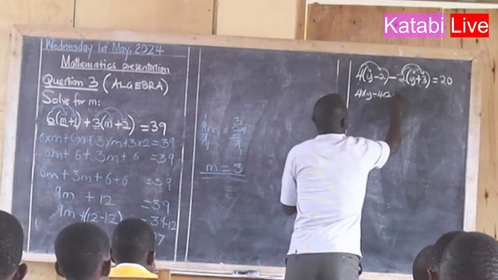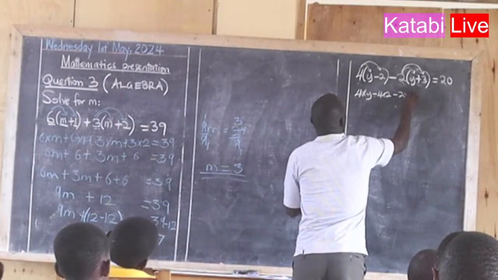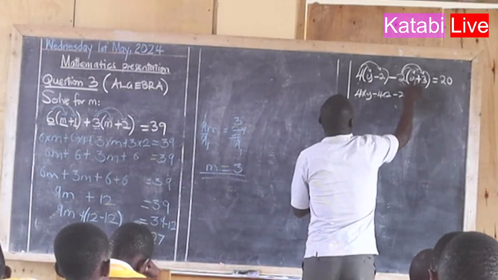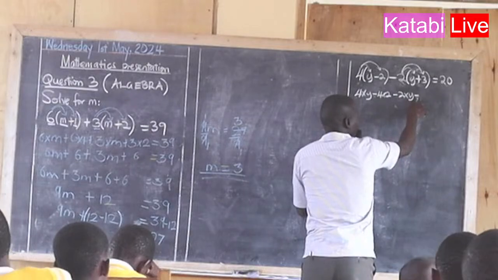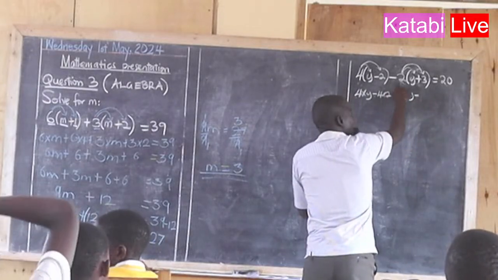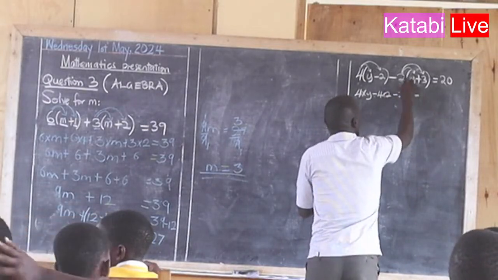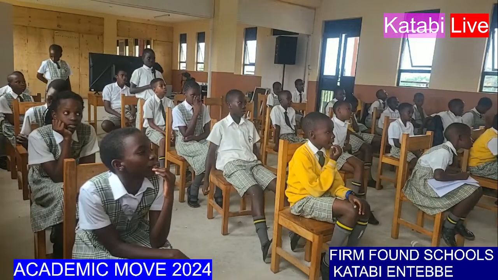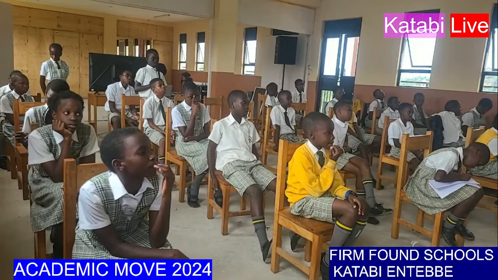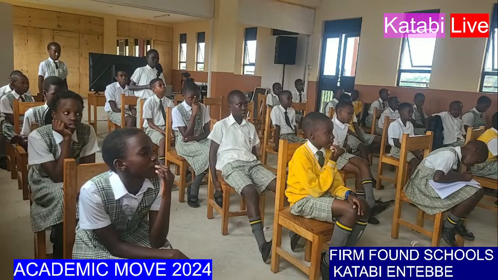Minus 2 times y. Minus 2 times 3. Now this becomes minus. Are we together? Because of this one, this becomes minus 2 times 3, equals 20. That should give me what? 20. Clap for him.